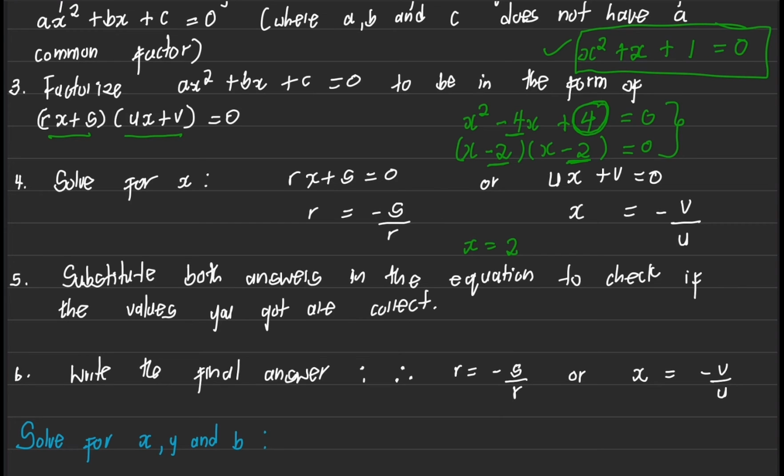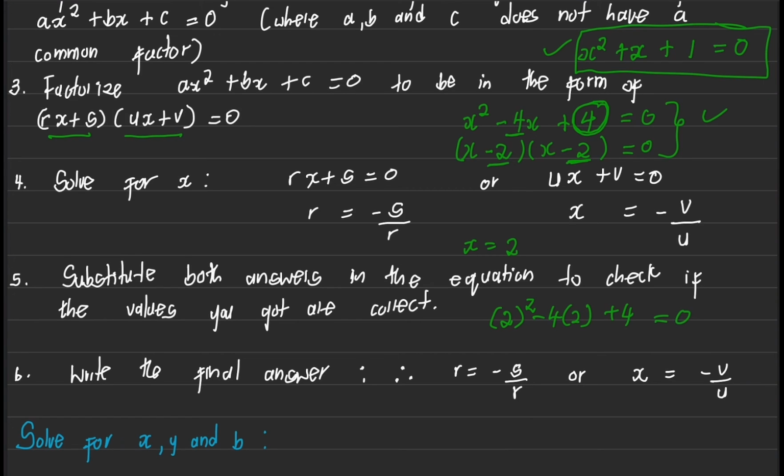So step number 5. What we're going to do is substitute the x value that we got into the original equation, which is x squared minus 4x plus 4. So if we substitute it back into this equation here that we made, we are going to have 2 squared minus 4 into 2 plus 4, which is equal to 0.